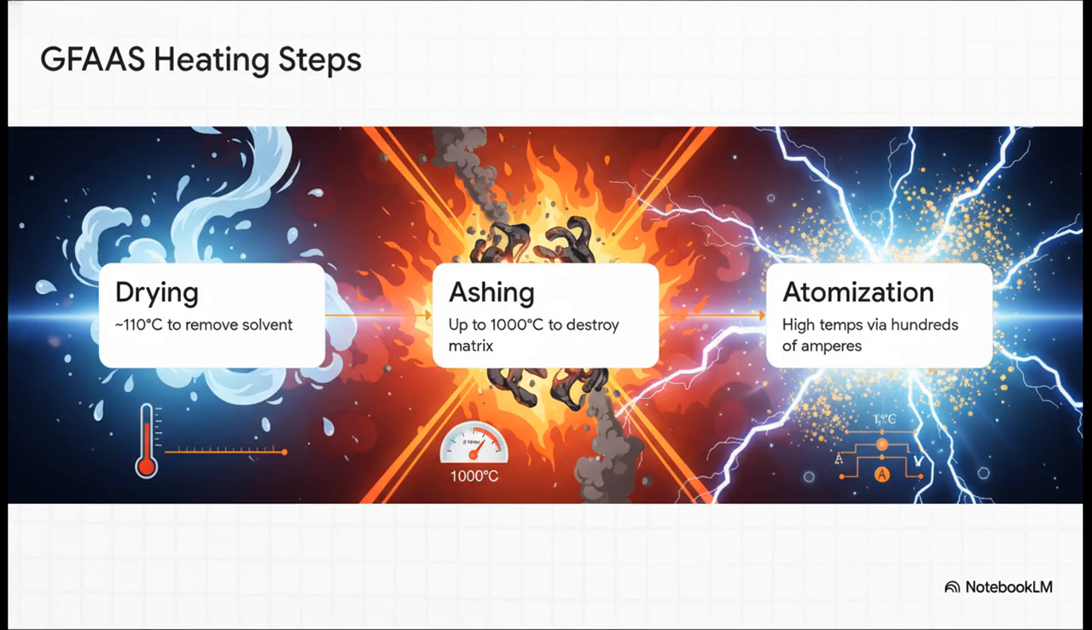Finally, the main event, atomization. We blast the furnace with hundreds of amps of electricity. Temperatures instantly soar to over 2,000 degrees Celsius, creating this incredibly dense, localized cloud of free atoms suspended right in our optical path, but just for a few fleeting seconds.